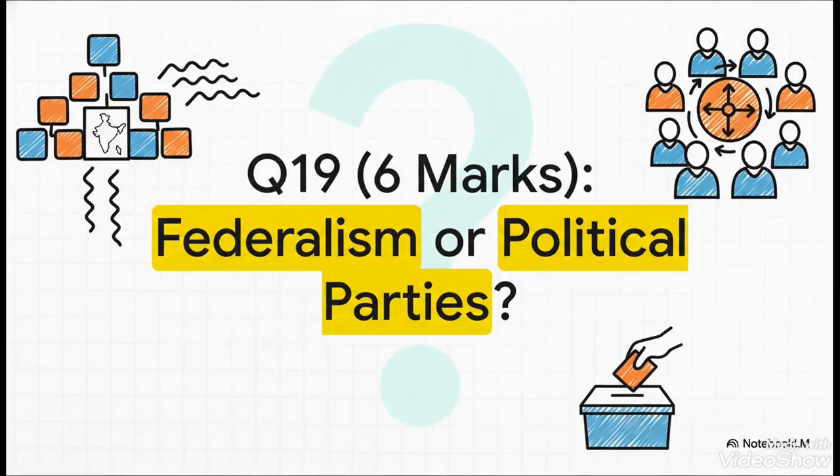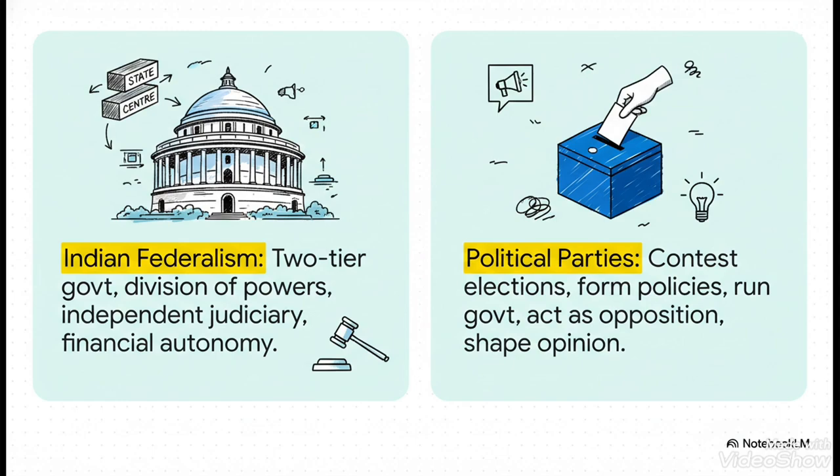Now for the first big one, the 6-mark question. For this, you had a choice. You could either explain the main features of Indian federalism or describe the various functions of political parties. Let's break down what a top-notch answer would look like for both. So let's look at the two options side by side.